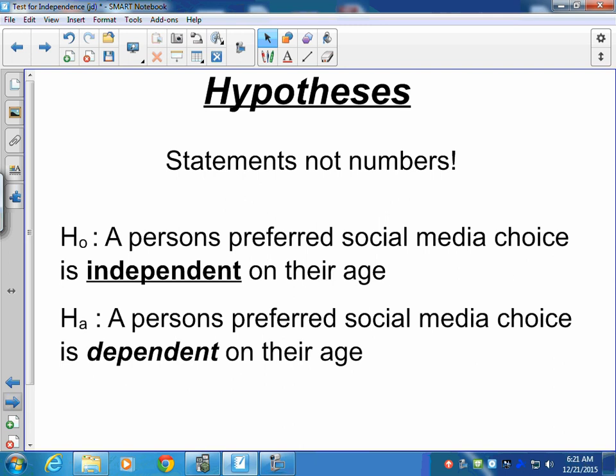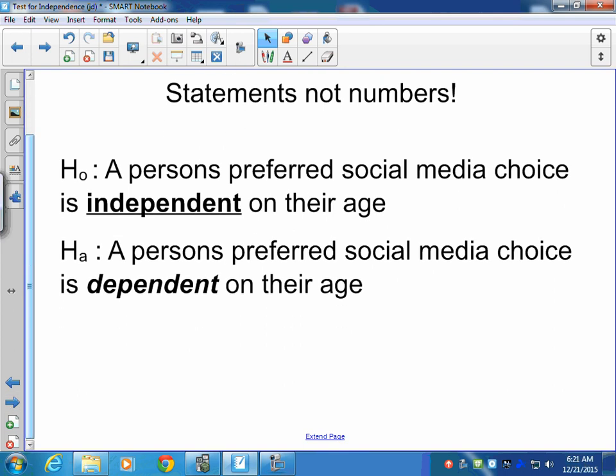Okay, our hypothesis statements. Just like in the goodness of fit chi-square test, it is just a statement. Your null statement is that your two categories, whatever their headings are, are independent of each other. So for us, a person's preferred social media choice is independent of their age. And the alternative, a person's preferred social media choice is dependent on their age. So there's only a one-word difference between your null and alternative hypothesis in this situation.